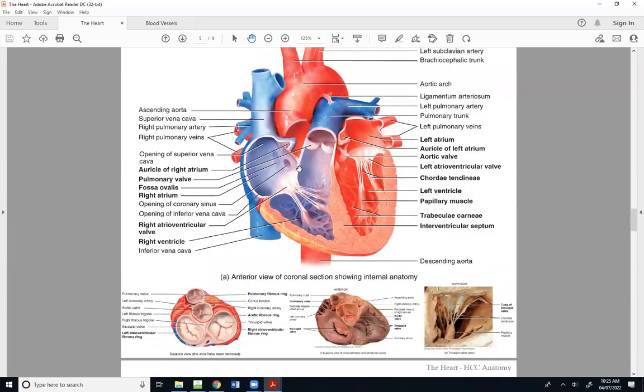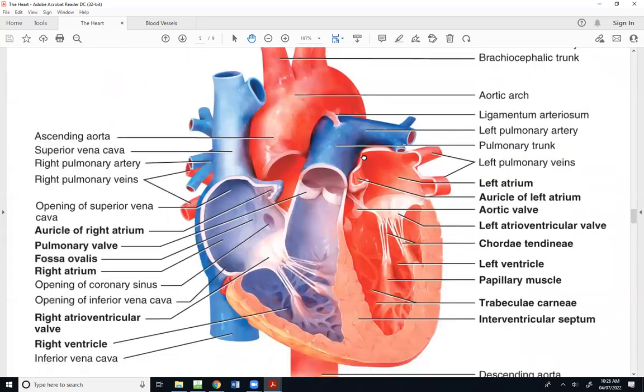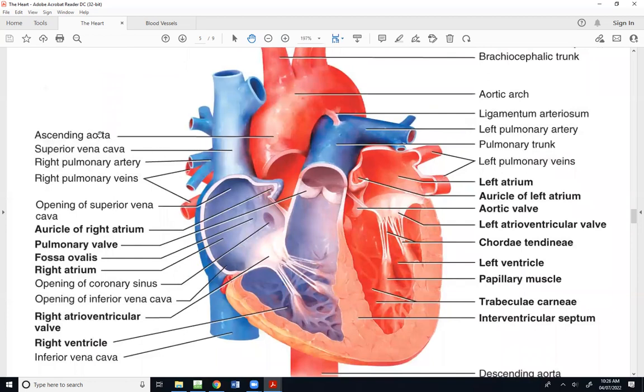As far as this image goes, you can almost bet $100 million that you'll see this on the exam when we do have it. So make sure you know it. What do you need to know? Well, let's find out.